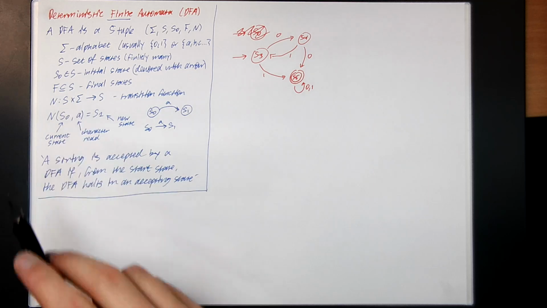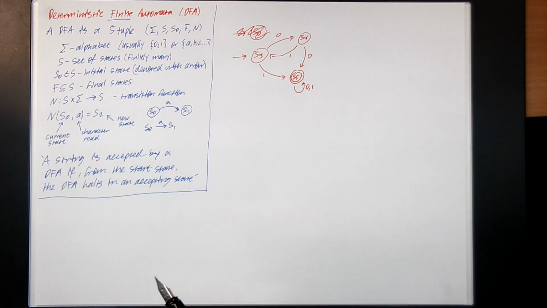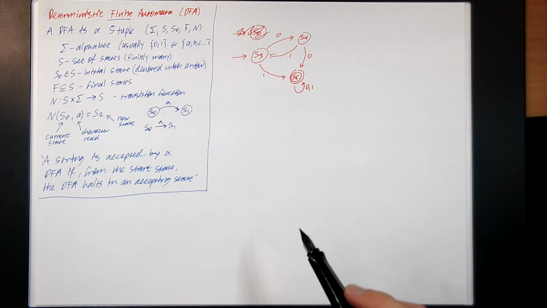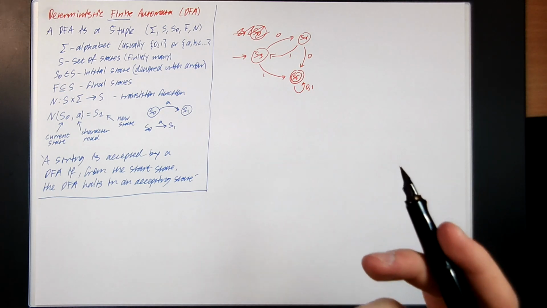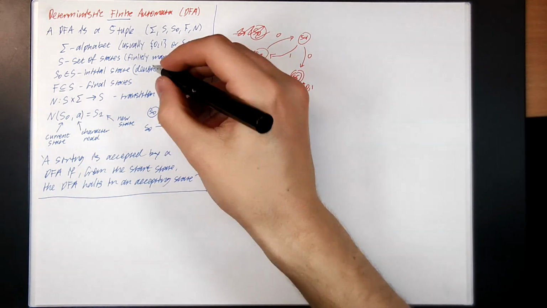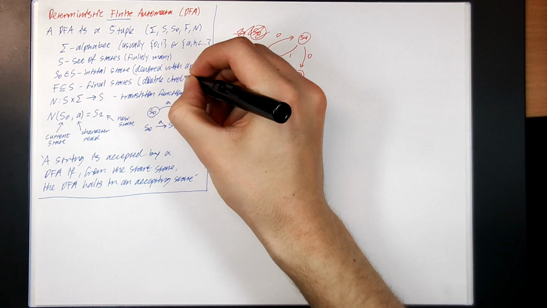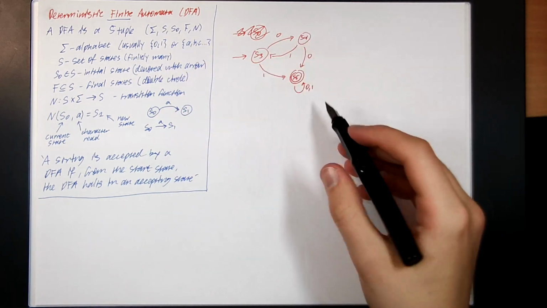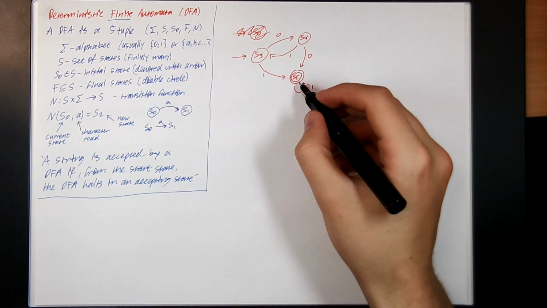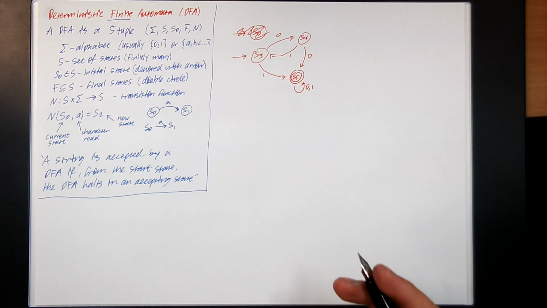F, which is a subset of S, is the set of all final states. There could be more than one. The final states are the states such that if the DFA reads a string, and when it's finished reading the string, it halts in one of the final states, that means the DFA is going to accept that string. Final states are denoted by a double circle. So for this DFA here, there's only one final state, S5. There's no reason why there couldn't be more than one final state, but this particular DFA has only got the one.